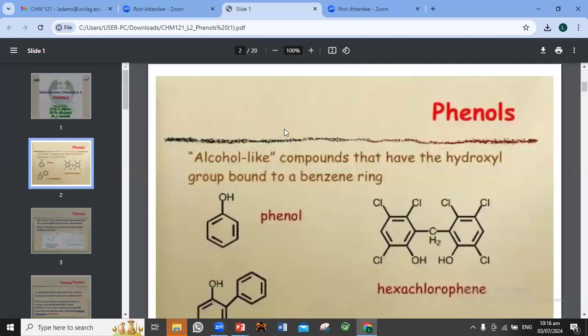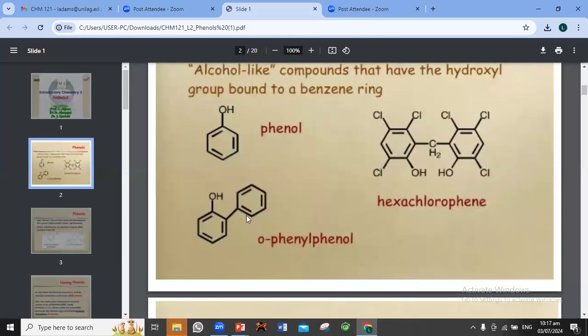So, compounds that have the hydroxyl group on benzene. If you can see my cursor, you can see the OH on benzene rings. So that's phenol. Whether it's the smallest one, phenol, or this second one that you see here, also phenol. This molecule is phenol.